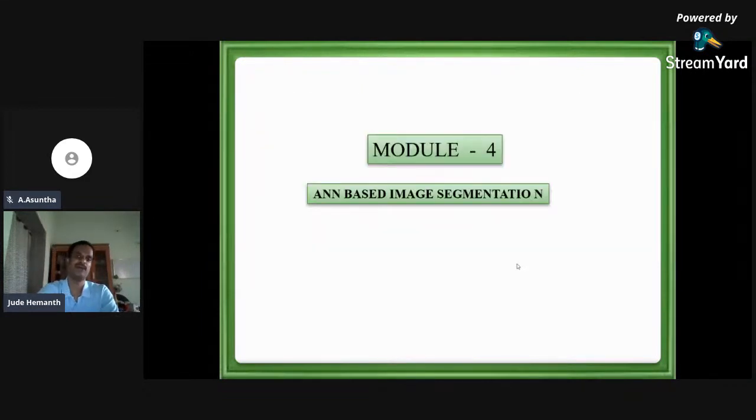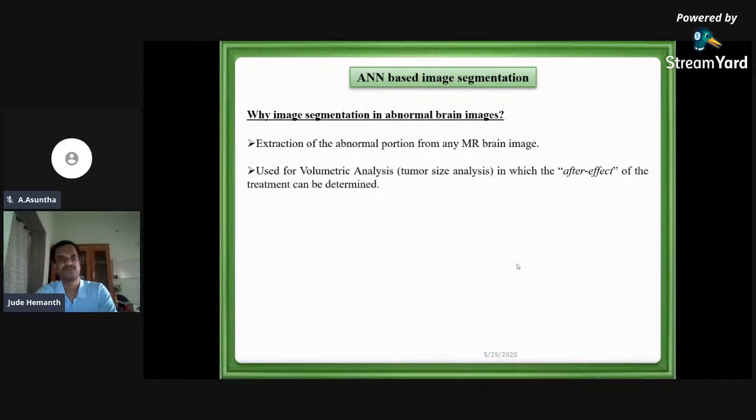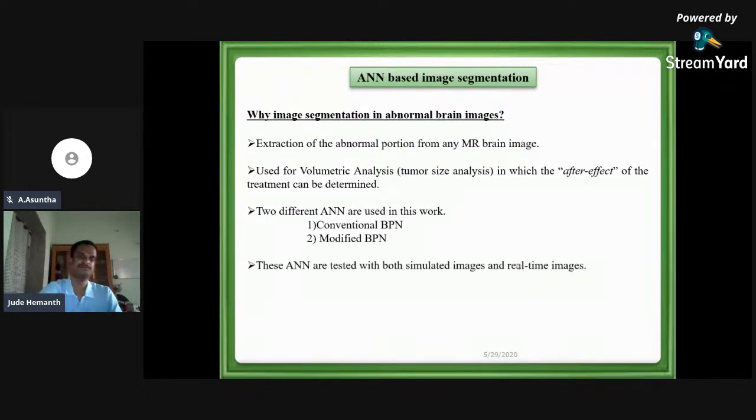Now we go into ANN-based segmentation. Why image segmentation in brain images? Taking the abnormal portion from any MR brain image, the explanation I gave you in the first slide. I want to find out how many tumor pixels are available in the image even after the treatment has been carried out. Again, for this, I'm going to use two networks. One is our conventional BPN, which I will not explain now, as we saw it in the previous class. And now I'm going to tell you about the modified BPN, or backpropagation network.